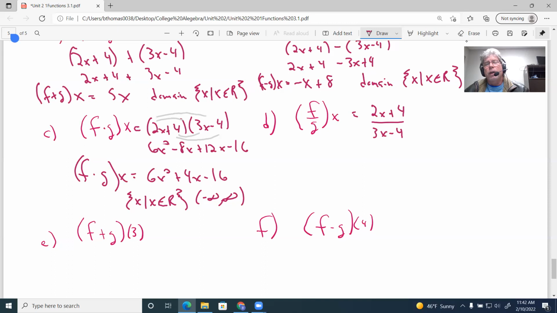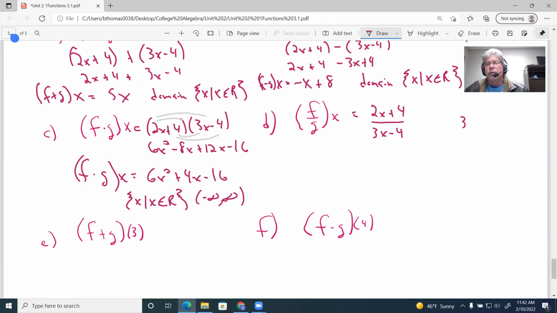And so the only way to cancel out 2x plus 4 is to have a 2x plus 4 on the bottom. Since I don't see a 2x plus 4 on the bottom, we can't touch it. It stays as 2x plus 4 over 3x minus 4. So that's our new function. But also there is a domain restriction because 3x minus 4 is in the bottom.